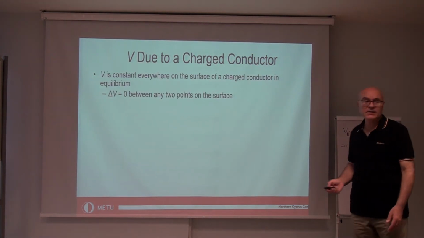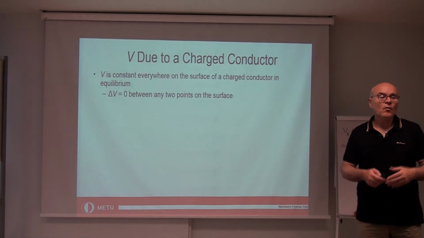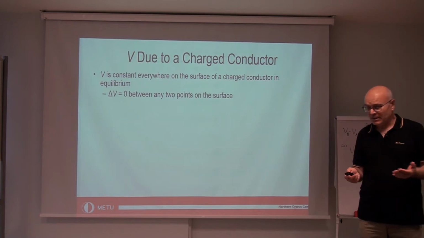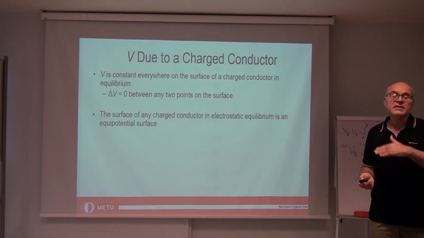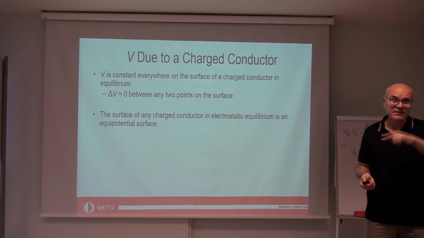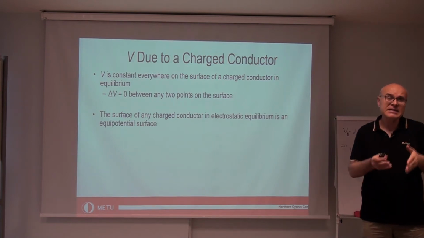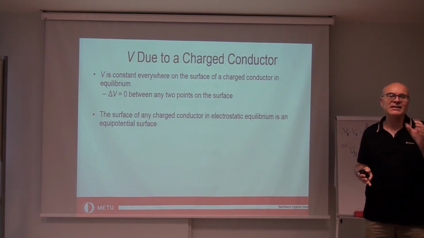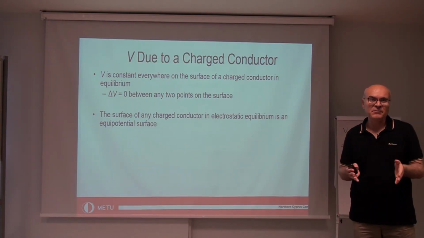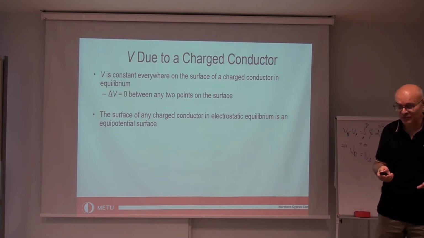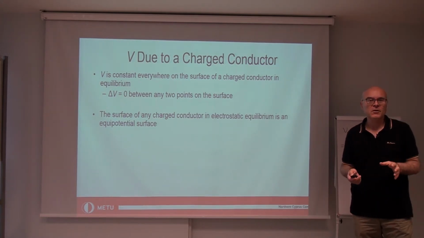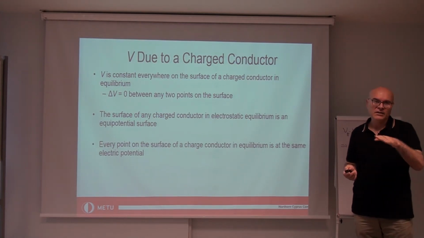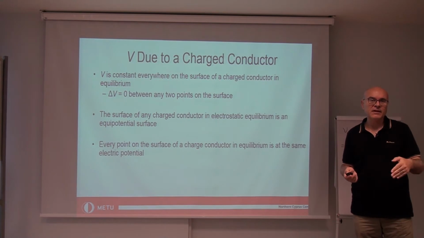So what does this mean? It means that delta V equals 0 between any 2 points on the surface. This means that the surface of a conductor in electrostatic equilibrium is at the same time an equipotential surface. All the points on that surface are exactly at the same potential. There is no potential difference between them. This is a very important property of conductors. Of course, this is true when you have a conductor in electrostatic equilibrium.